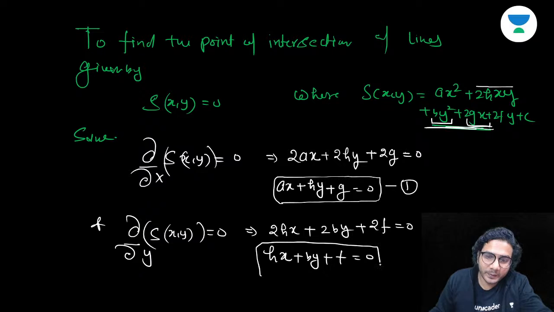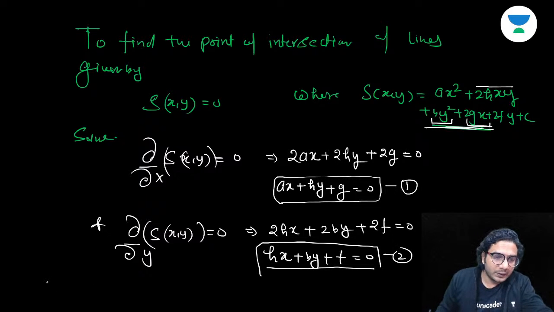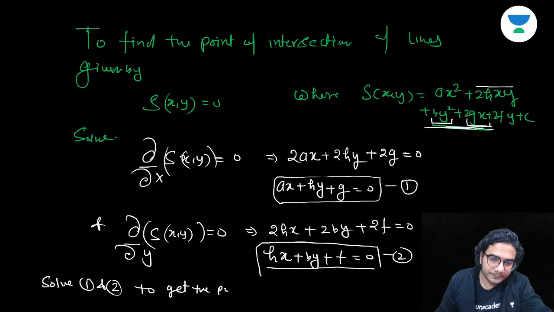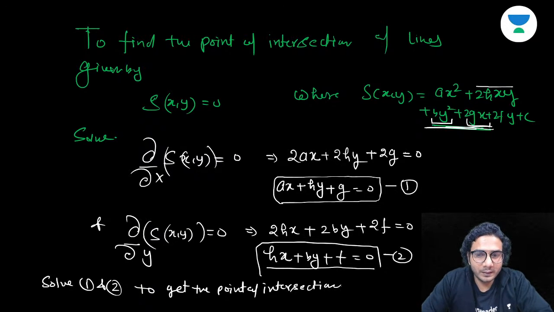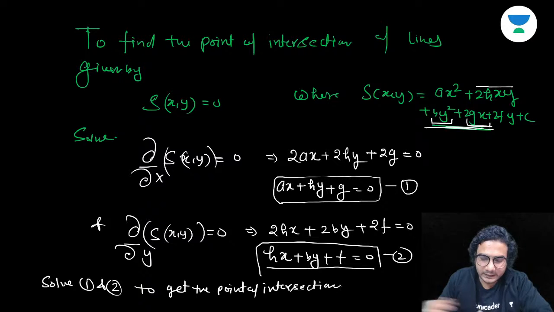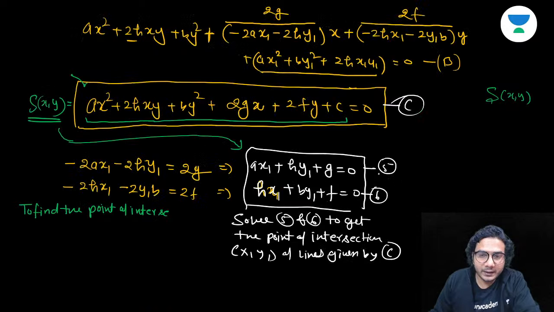So this is a way to remember it. Solve 1 and 2 to get the point of intersection. Oh, but we knew these equations. We have just learned these equations. We have just seen the derivation of these two equations in the previous slide. Can you see these two equations? Equation number 5 and 6.